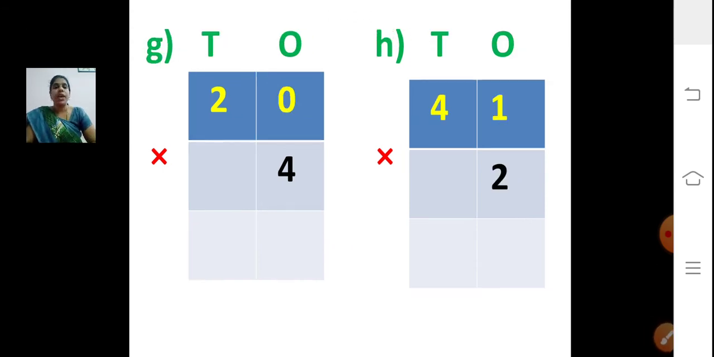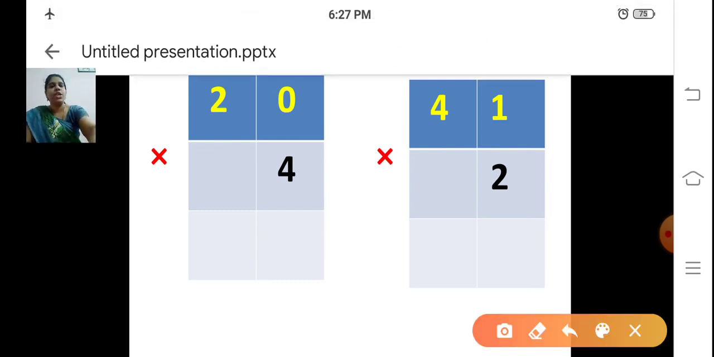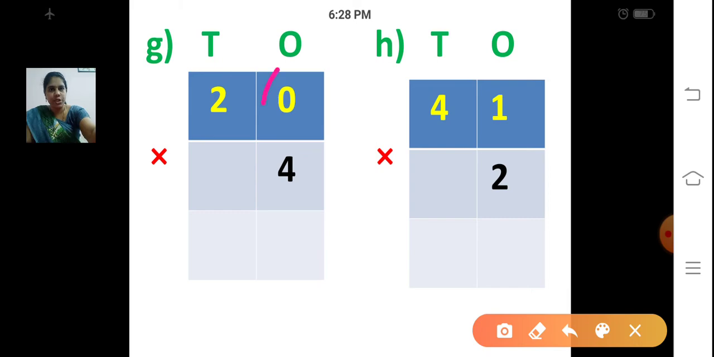G sum. We are going to multiply 20 by 4. 20 into 4. So how to do this? What is the first step? First we are going to multiply the digit at the ones place by this 4, right? So 0 into 4. If you multiply any number by 0, the answer is 0. Write 0 right below the ones place.